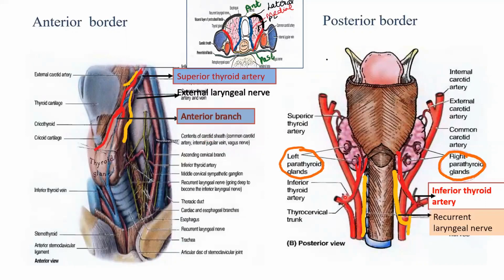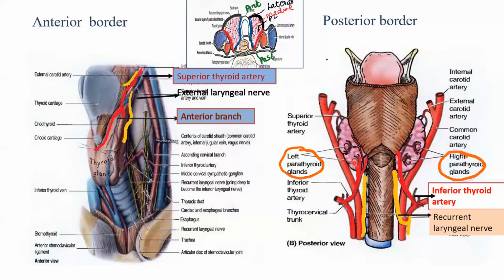The posterior border is related to the same structures as the base of the gland, that is the branches of the inferior thyroid artery. As it reaches near the base of the gland, it will give up its branches which will anastomose with those of the posterior branches of the superior thyroid artery along the posterior border, and the artery will be closely related here to the recurrent laryngeal branch of the vagus nerve. So the posterior border will also be related to an important gland, that is the right and left parathyroid gland.